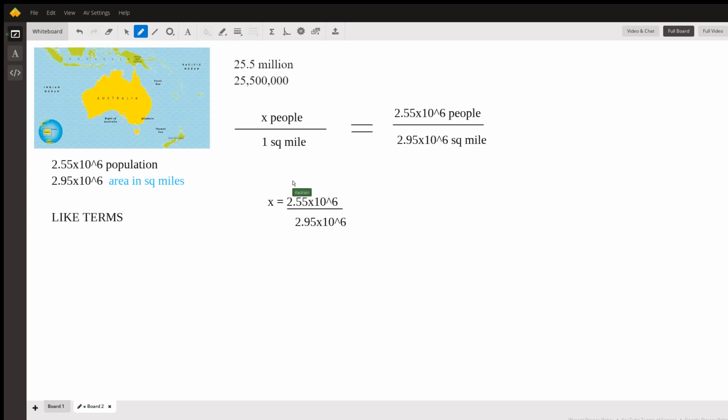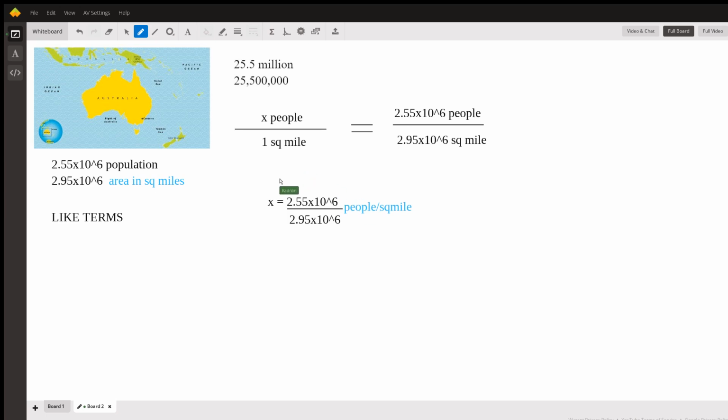So let me get this under here so you can see it. And then I'm going to write our units in blue. So there's units on both sides of the equation. People per square mile. Just make sure you have it here so you know where you are and you know what the units are.